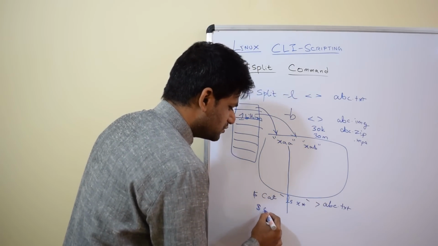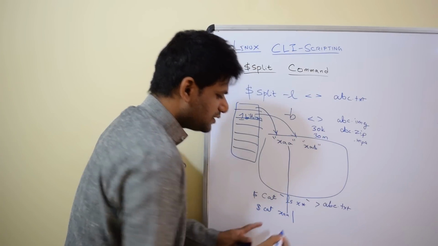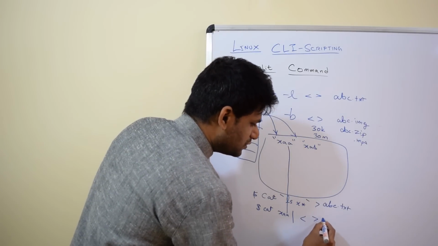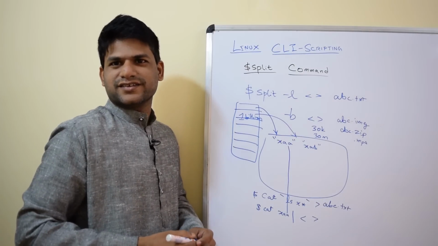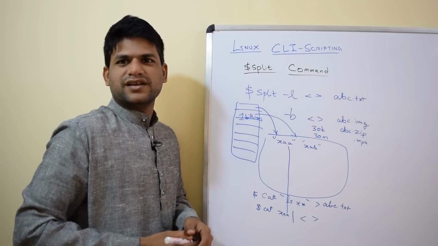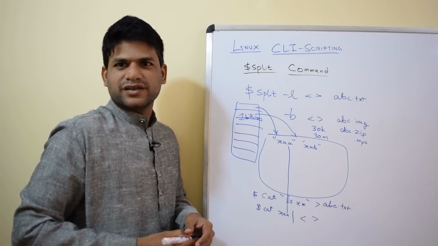You can just choose to use cat xaa and then pipe it, followed by all your command line scripting constructs as I discussed in my previous episode. So let me just show you some real examples of this split command, a live demo on my desktop, guys.